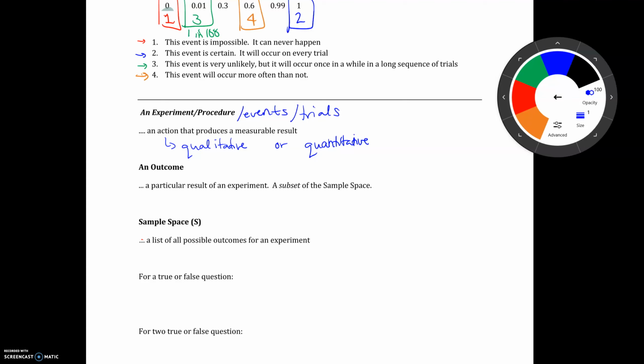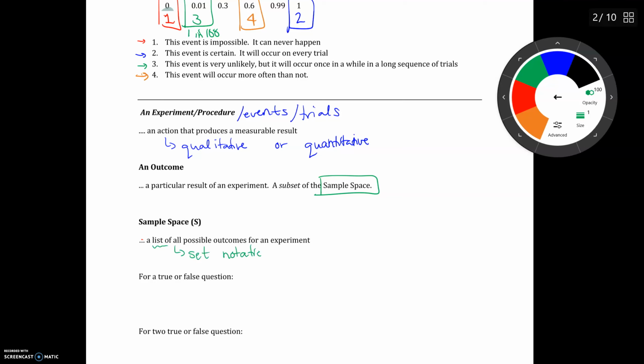Then we can look at the outcomes of particular experiments. We introduce a new term here. We say an outcome is a subset of the sample space. A sample space is a list of all possible outcomes for an experiment. And because it's a list, we're going to see set notation come up again.